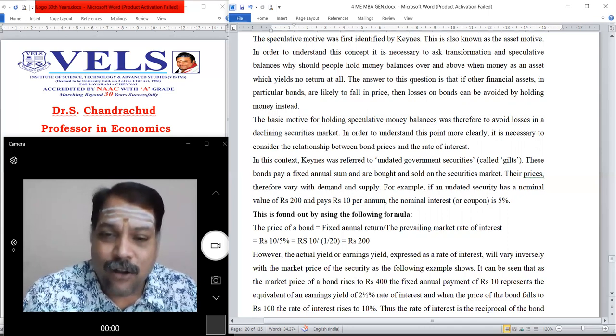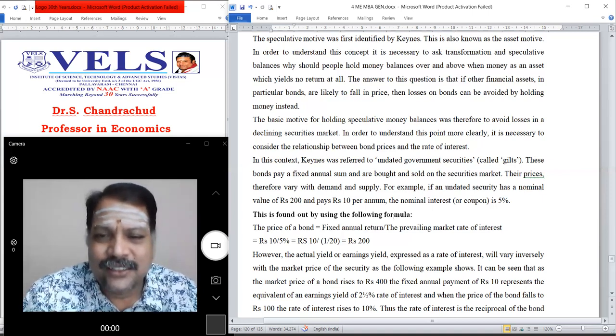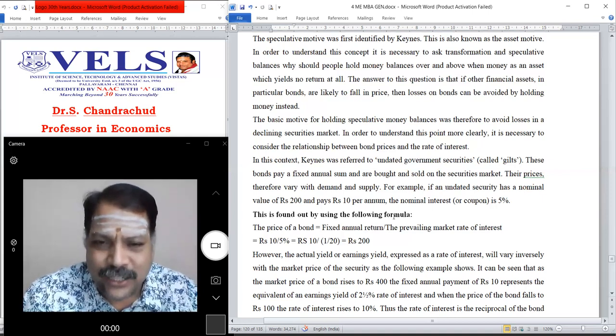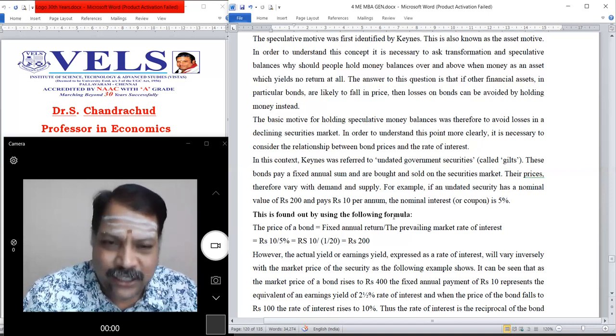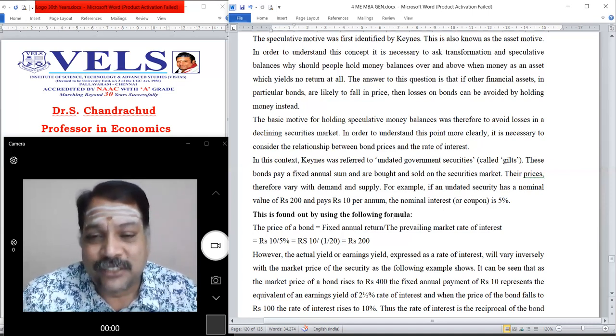This is found out by the following formula. How can we get that particular value of interest? Price of the bond equals the fixed annual return divided by the prevailing market rate of interest. That is rupees 10 by 5%, which is equal to 10 by 1 by 20, equal to rupees 200.